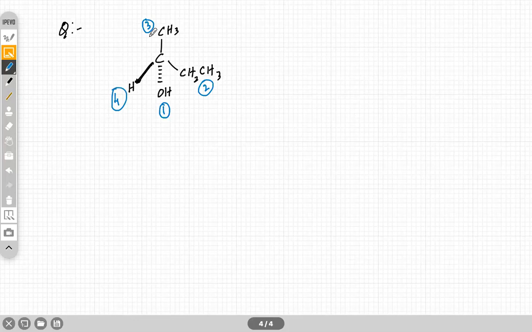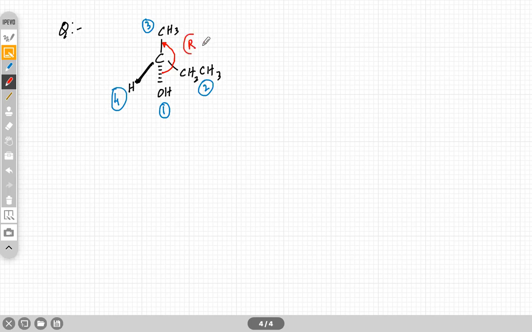Okay, so like this, we assign the priority here. And then if you go from 1 to 3, you are getting an anti-clockwise orientation, and hence it should be R, and that is what most of you have done, right? But this is not possible because the condition is not fulfilled here. The condition is that the least priority group must be in the bottom of the vertical line, going into the plane along this line.